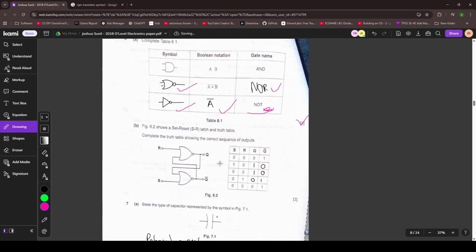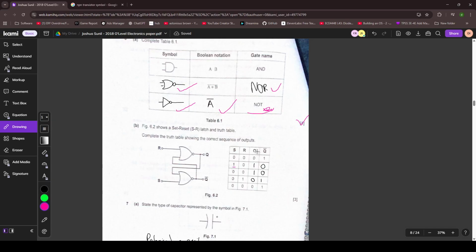Okay, it shows the SR latch and a truth table. Complete the truth table showing the correct sequence of outputs. Whenever reset is high on an SR latch, then Q will be low. Whenever S is high, Q will be high. And if you just remember that, you can do all these questions already.